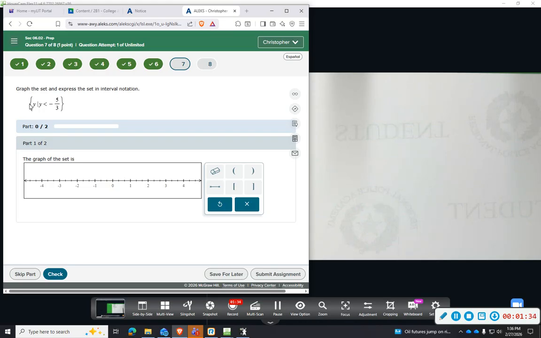All right, number 7, similar, we're going to graph this on the number line and express it in interval notation. This time y is less than -5/3. So this time we're going to be going to the left. First I'm going to find -5/3, which is -1 2/3. Okay, so open parenthesis on -1 2/3, so here, and then the number line segment is going to be going to the left, arrowhead pointing to the left.